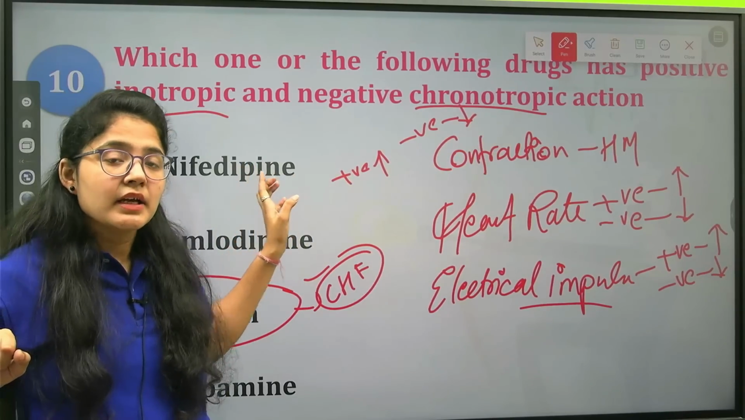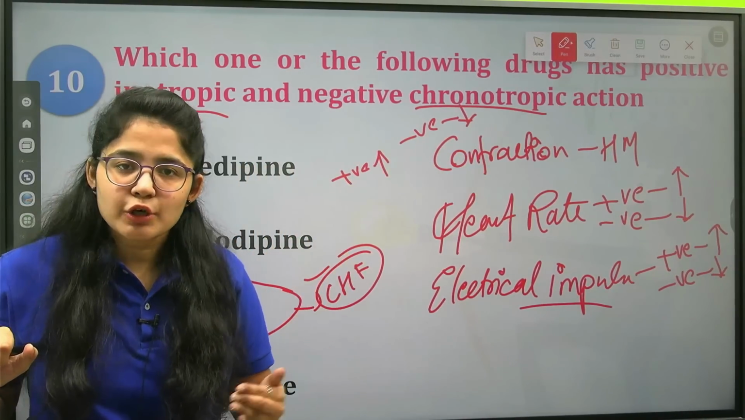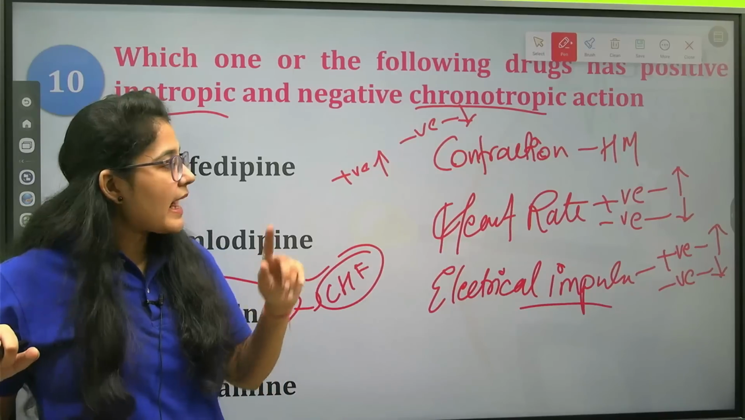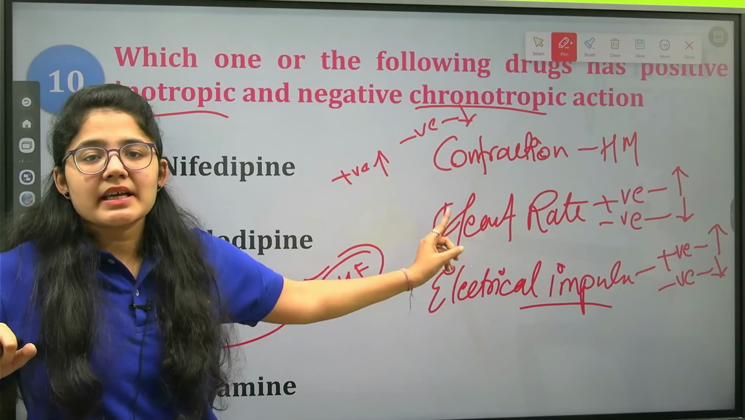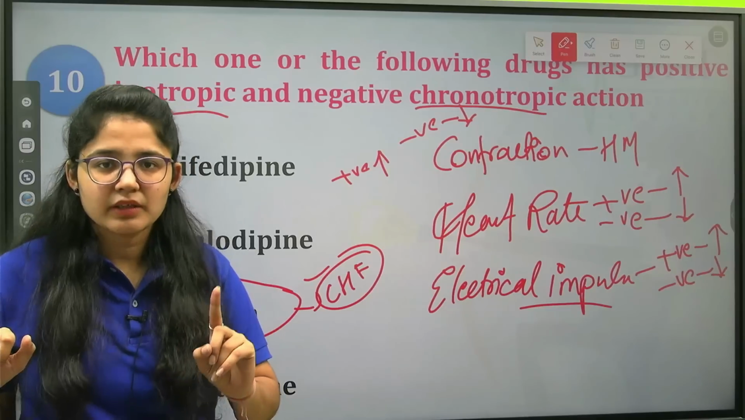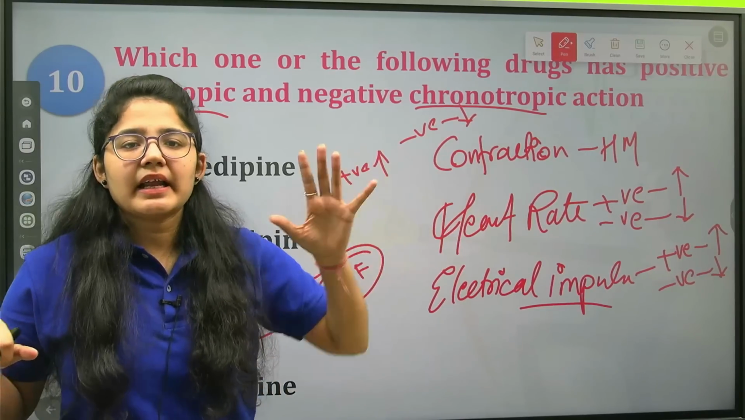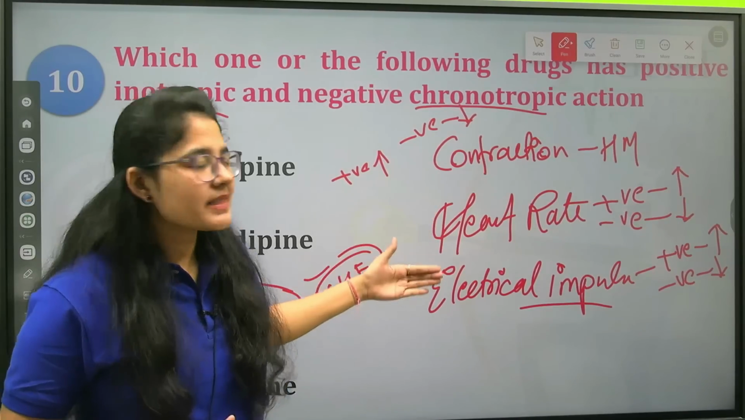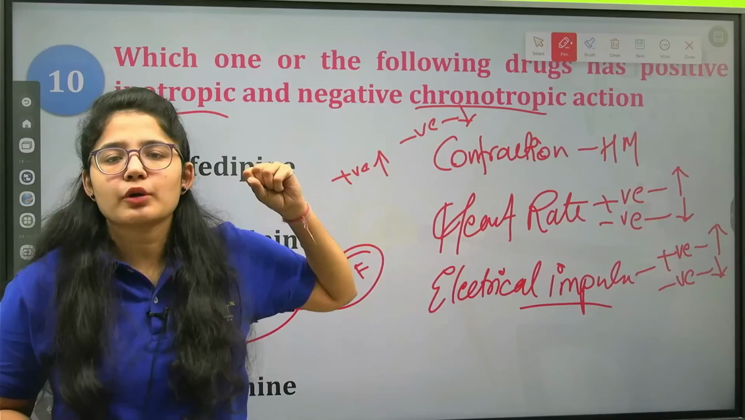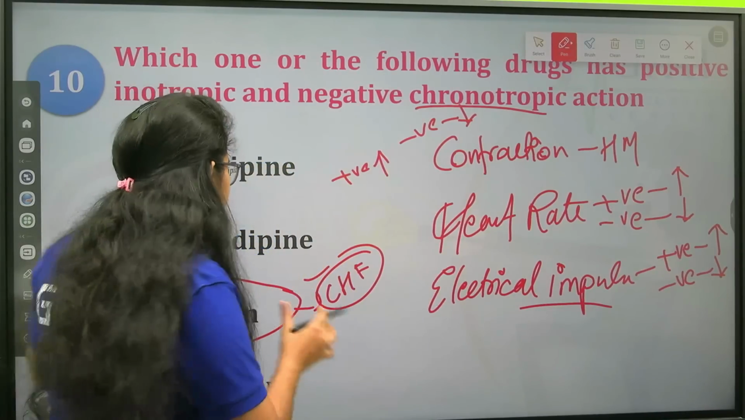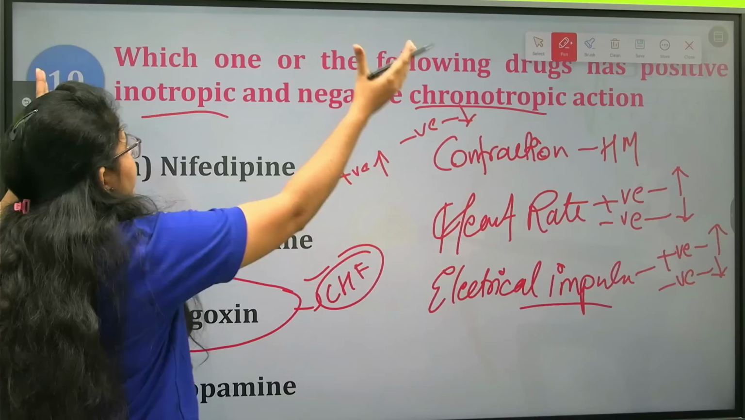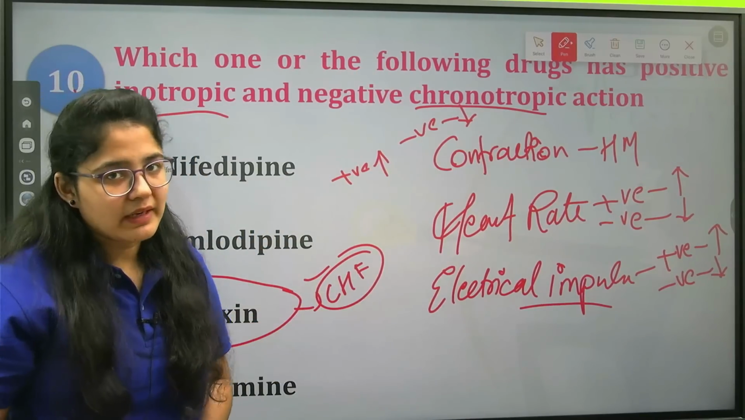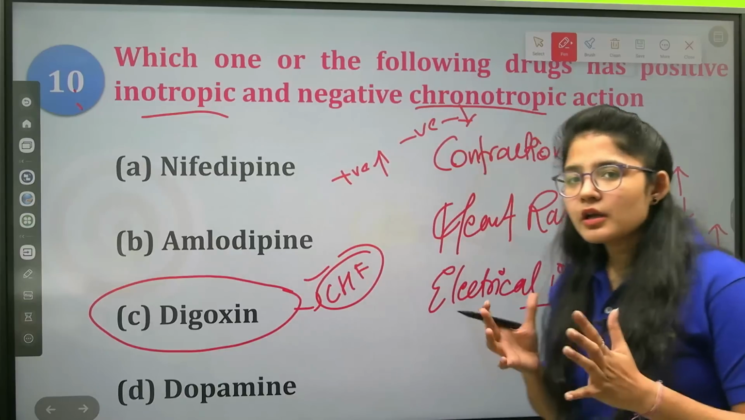Okay, but suddenly giving this positive inotropic drug can lead to excess heart contraction, and that will lead to an increase in your heart rate as well. This increased heart rate can lead to a heart attack also. So to balance this, we will give the negative chronotropic drug. This means digoxin has both the properties, positive inotropic and negative chronotropic, to treat your congestive heart failure. I hope you are clear with your concepts.